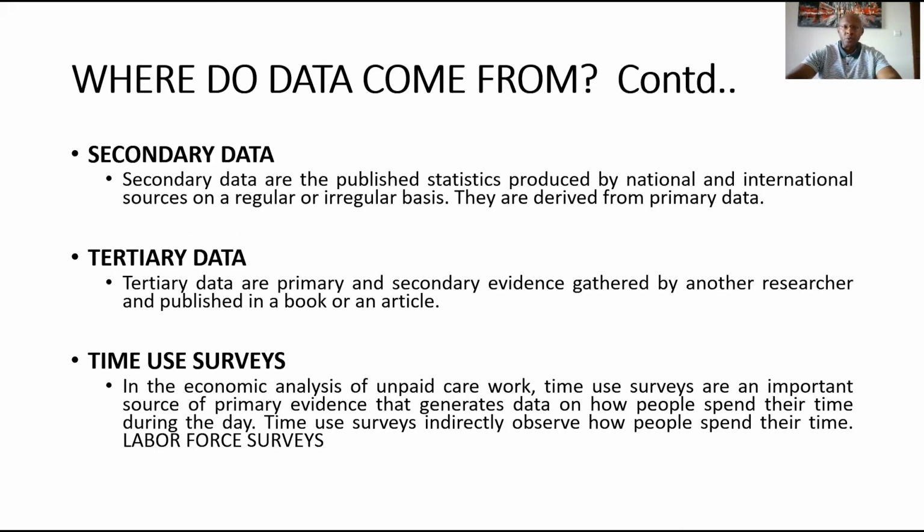Now, there are also other ways of obtaining data. The second one is secondary data. Secondary data, usually you can get this from published sources like statistical books, published statistics of national, international sources or research institutions which are published regularly, and you can derive them. And usually these have done their own primary data collection. But then there is also what we call tertiary data, which are primary and secondary evidence that is gathered by another researcher published in a book or in an article. So that can also be another source of data.